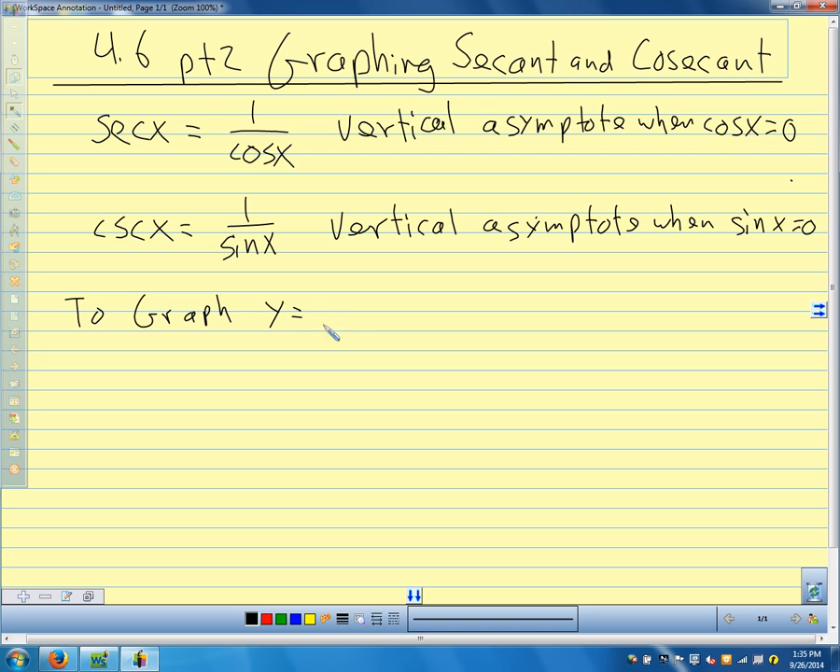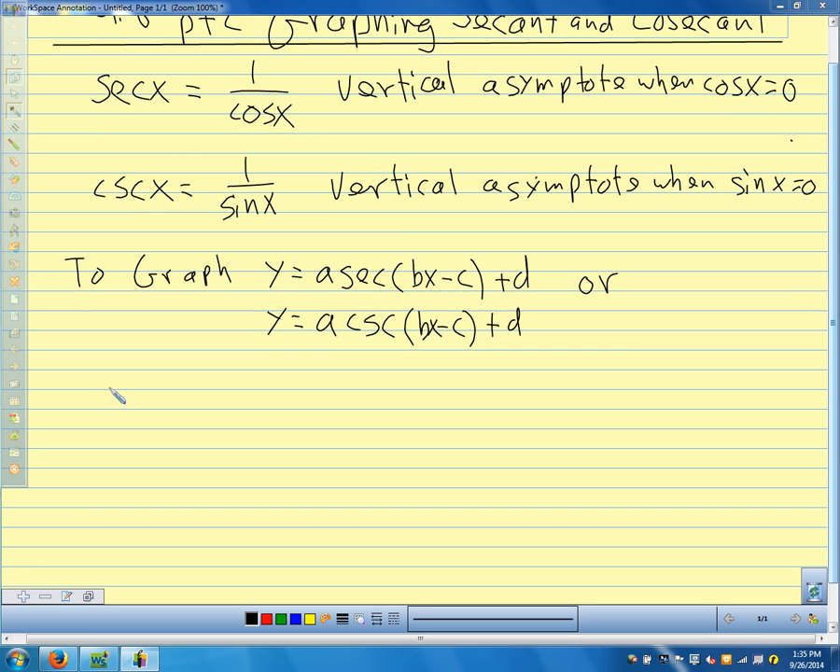So to graph y equals a secant bx minus c plus d, or y equals a cosecant bx minus c plus d, the first thing we're going to do is graph the parent function. So the parent function of a secant bx minus c plus d is a cosine bx minus c plus d. Parent function of the cosecant, a sine bx minus c plus d. We already know how to do that. That's really 90% of our graph. Graph the parent function.